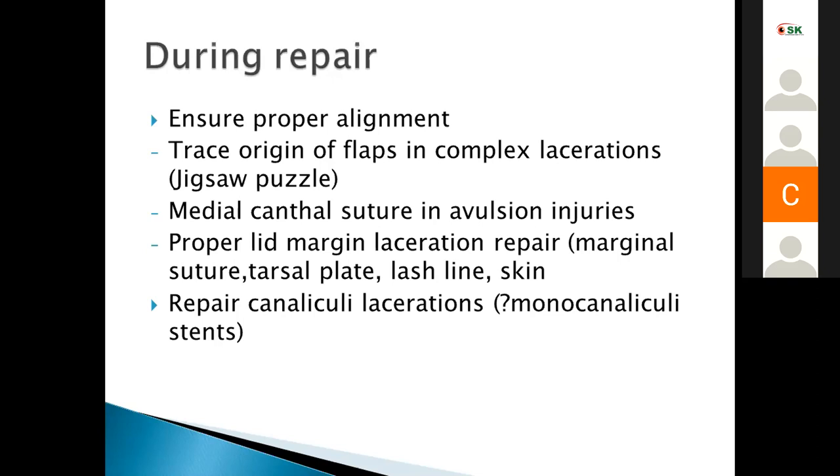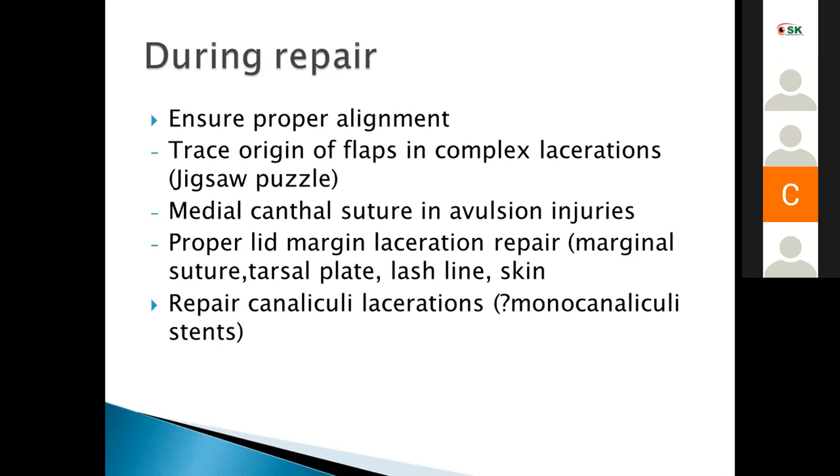If you notice there is an avulsion from the medial canthus, you make sure that the medial canthus suture is deep enough to restore the contour, because you remember the way the eyelid goes, it has that area, and the medial canthus. If you leave it with a small defect, then the patient will have a lot of tearing later.